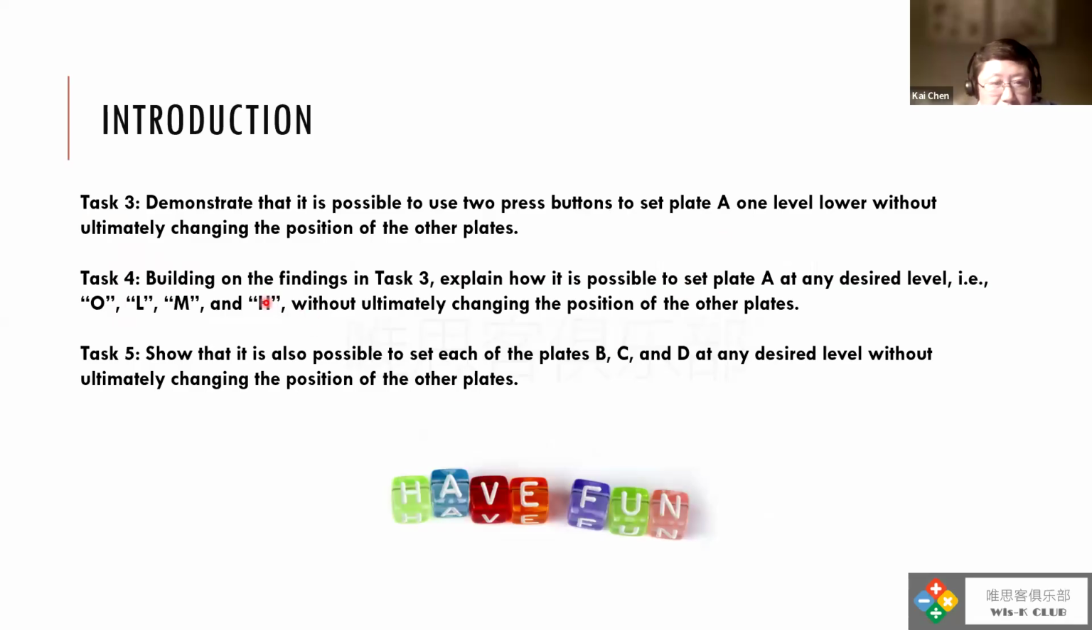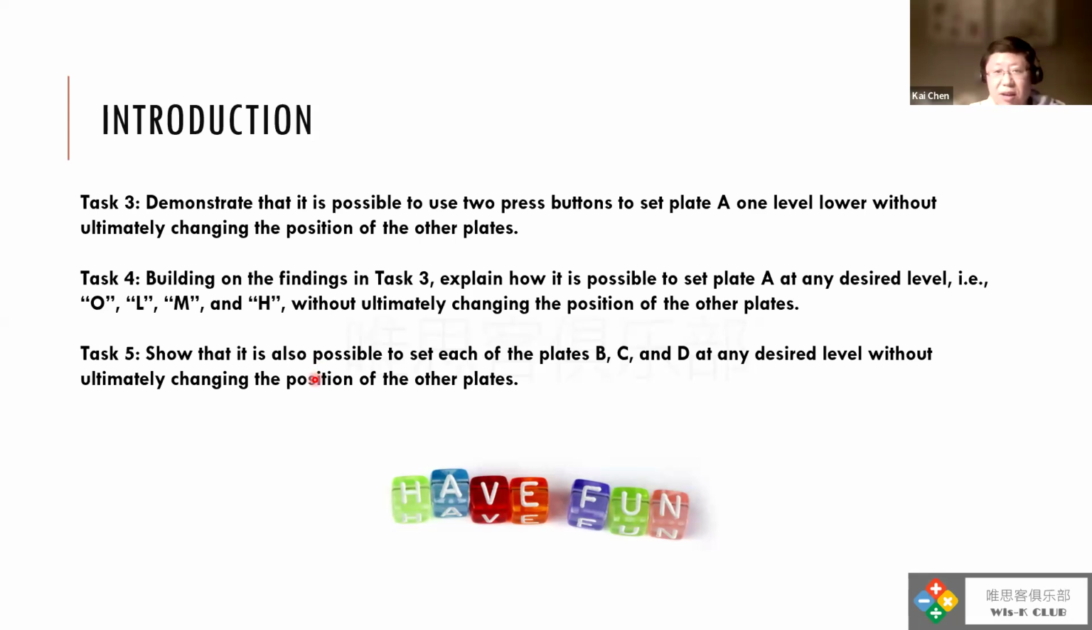Task 4 is saying: not only for A, if I want to put plate A at any desired status, like O or M or H or L, how can we make it? The last one is saying, okay, A is possible using a combination of button presses. But what about plates B, C, and D? Are they also possible? It should be possible, but you have to show me the solution. Okay, so that's all 5 tasks.